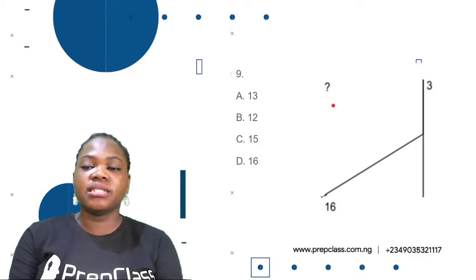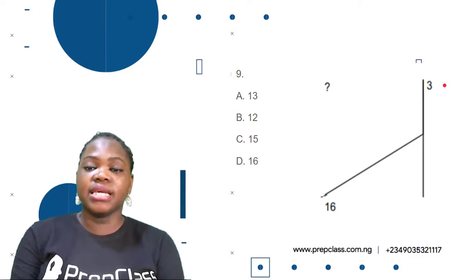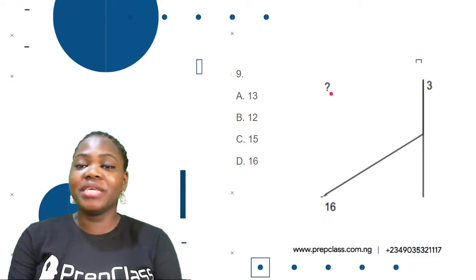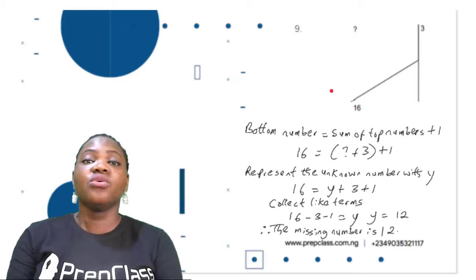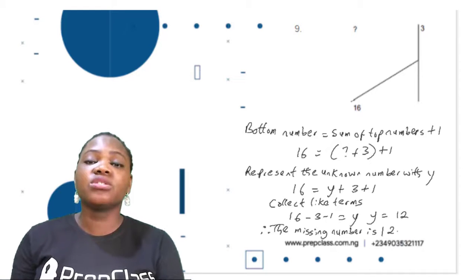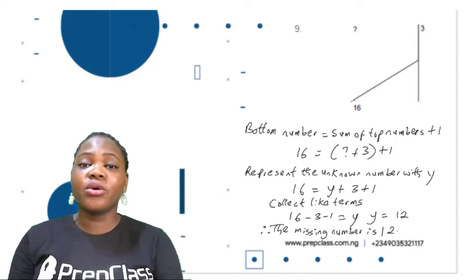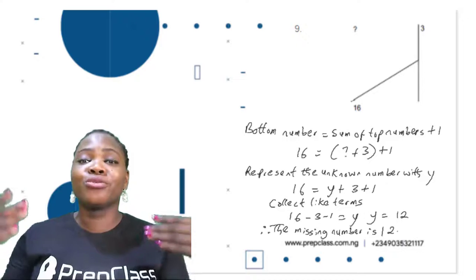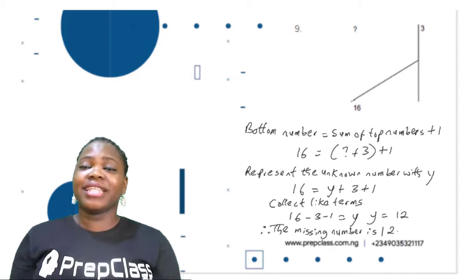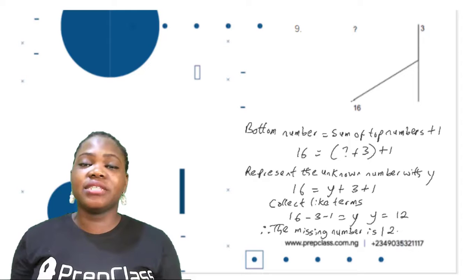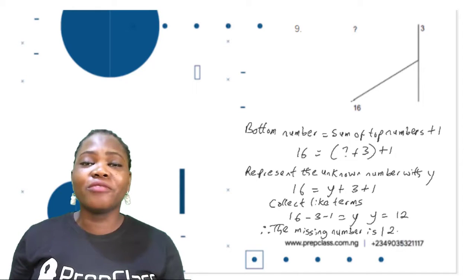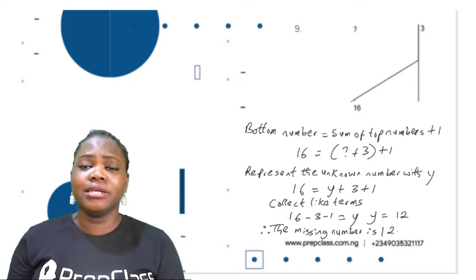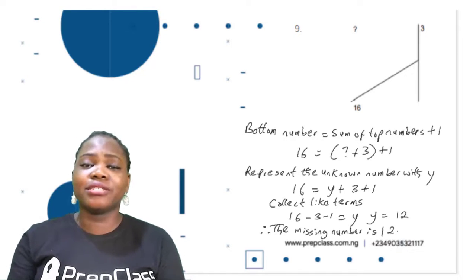One of the top numbers is missing, and the second top number is 3, and the bottom number is given as 16. So we have to find the missing top number. How do we do this? We still use the same logic that we used to get the samples. Once you have studied your samples and gotten the math behind it, just apply that same logic to all of the questions and you get it. That's why I love quantitative reasoning, because once you've been able to solve the samples, then you'll be able to solve the questions easily. Solving the question is just very easy to do.